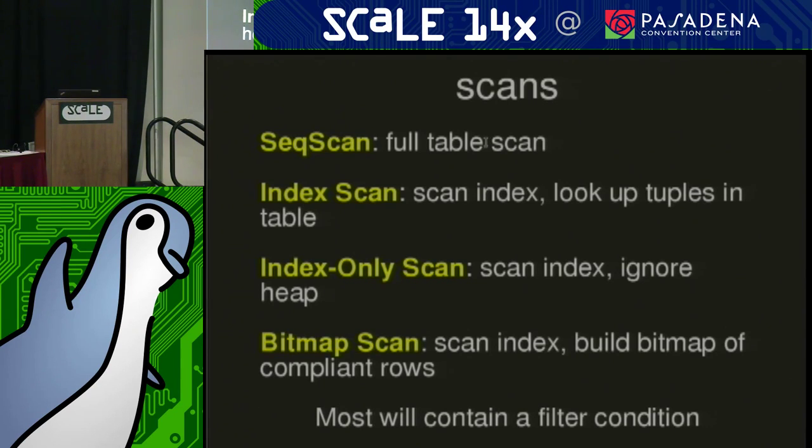Most of these kinds of scans will contain a filter condition. Obviously, sometimes you do select star from table, particularly if it's a small table, and that's not going to have a filter condition, but most of the time you're going to select columns from table where, and that where clause is going to become what's known as a filter condition, showing what you're getting. But do keep in mind this is a per-node thing, so sometimes the filter condition will be something that was generated by the query planner or executor based on criteria passed elsewhere in the query, and sort of bubbled up.